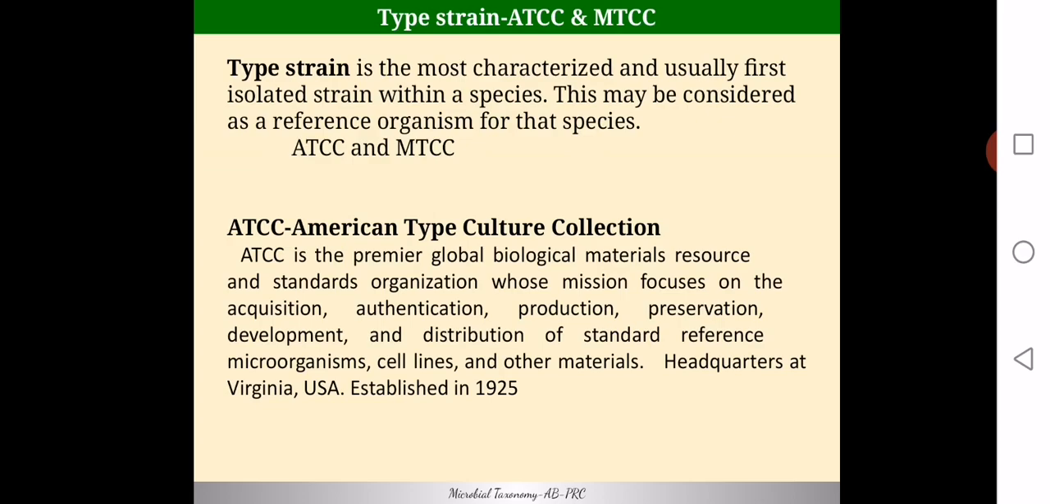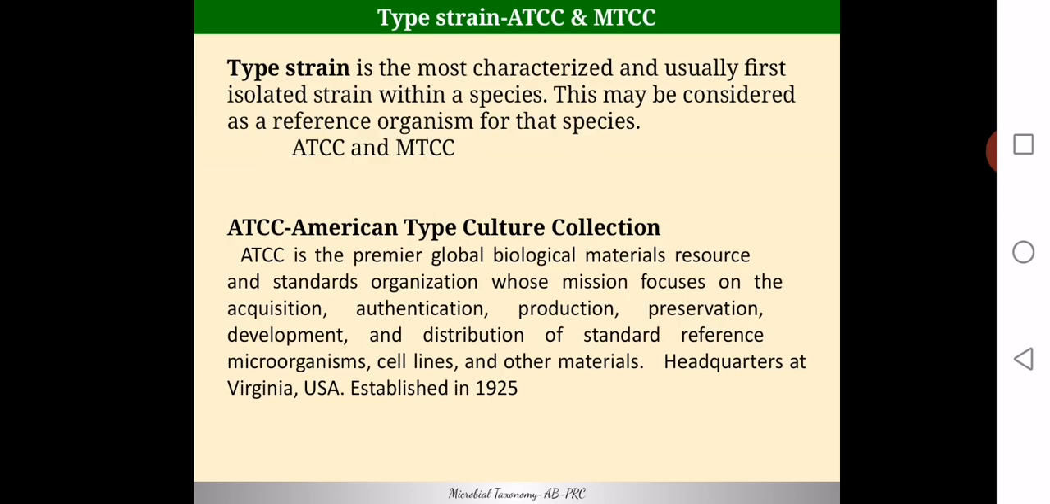So in every group, in every taxa, there will be a particular type strain that is the most representative member of that particular group, right? This is the most characterized and usually the first isolated strain within a species, right? So this may be considered a reference organism for that species. And there are different organizations like ATCC and MTCC where these type strains have been collected.